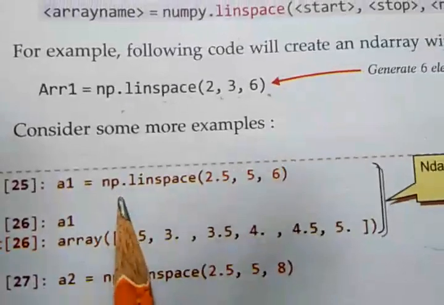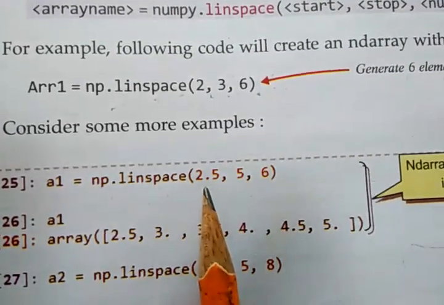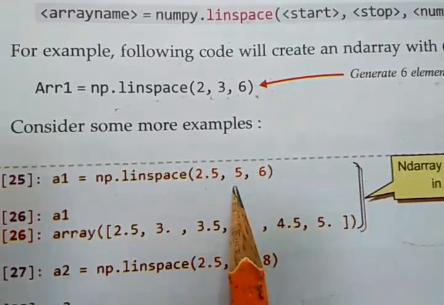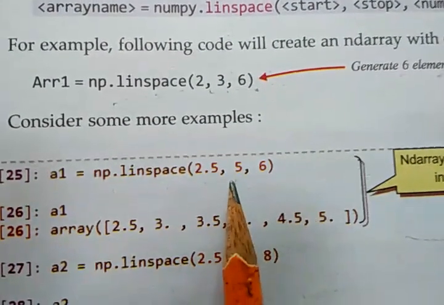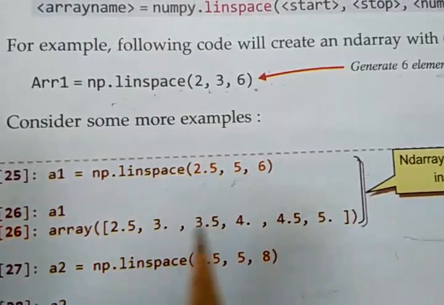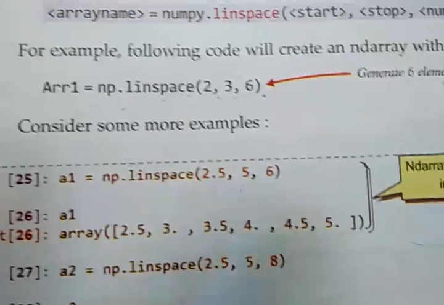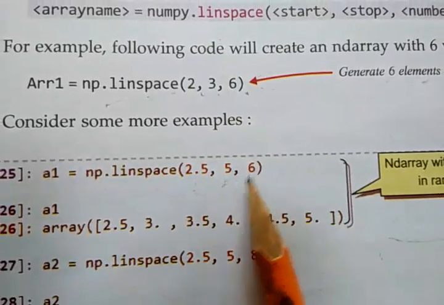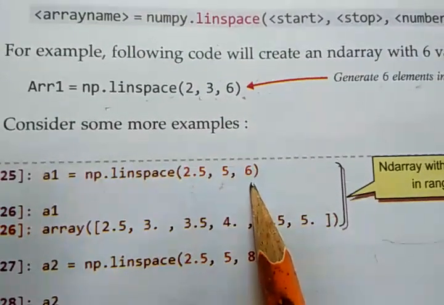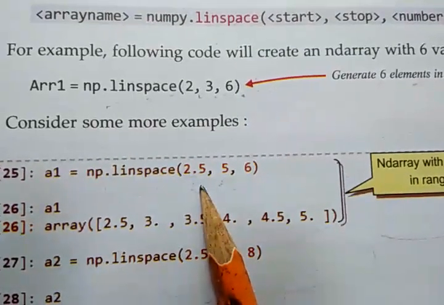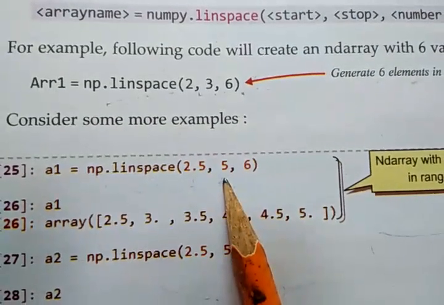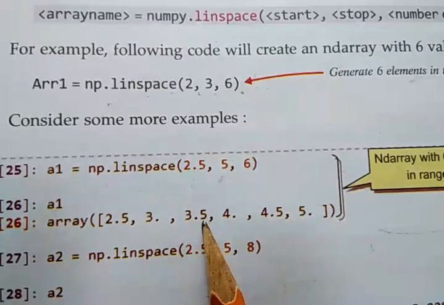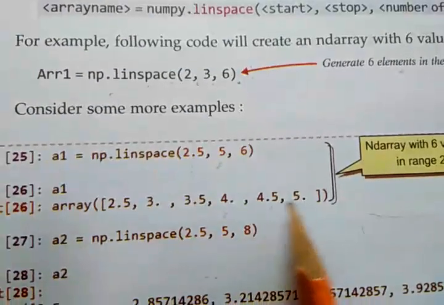Consider one more example, np.linspace with 2.5 as the starting value, then the end value, and this is the total number of values we have to generate. So the starting value is 2.5 and the last value will be 5. So this will give 2.5, then 3, then 3.5, then 4, then 4.5, then 5.